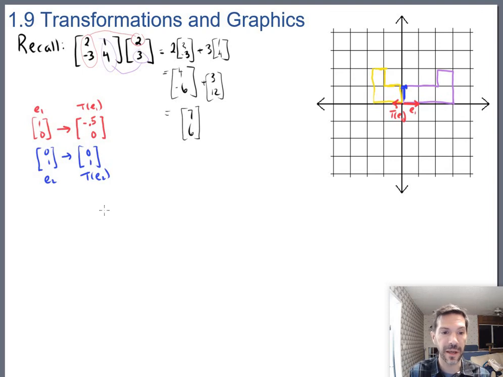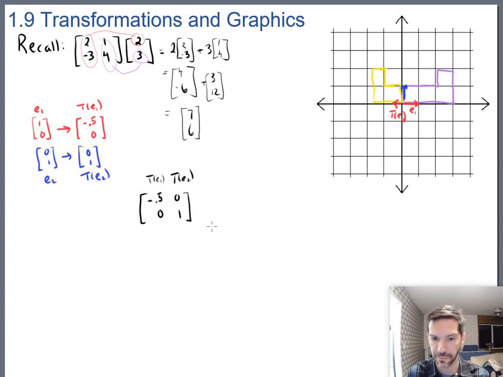Okay, so the standard matrix of the transformation then should just be made up of the transformation of E1, the transformation of E2. So it should be made up of negative 0.5, 0, 0, 1. And you can certainly see it transforms the two points that we already knew about to the right spots. But let's just check another random point in our transformation. How about this point right here? Let's just make sure it goes to the right point under this transformation.